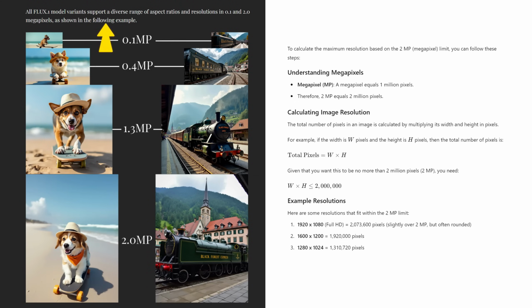They say it supports different resolutions and sizes up to 2 megapixels. A megapixel equals 1 million pixels, so 2 megapixels equals 2 million pixels. The total number of pixels in an image is calculated by multiplying its width and height in pixels. For example, 1920 multiplied by 1080 is slightly over 2 megapixels.